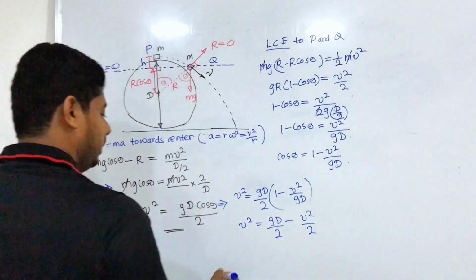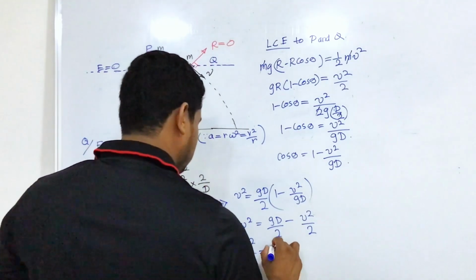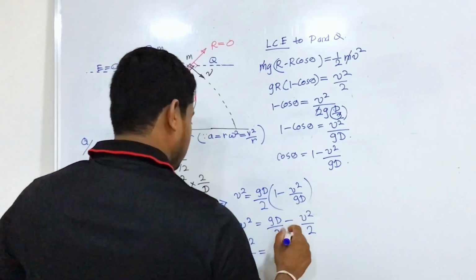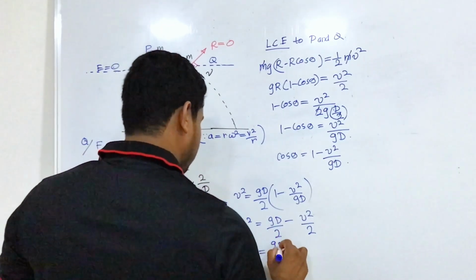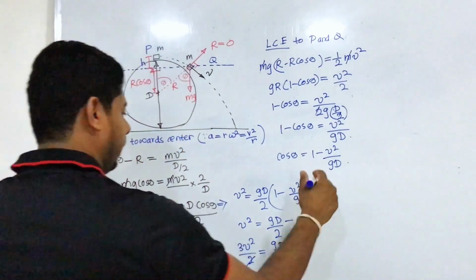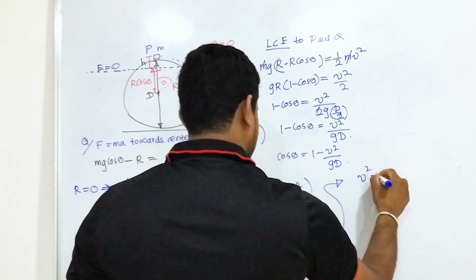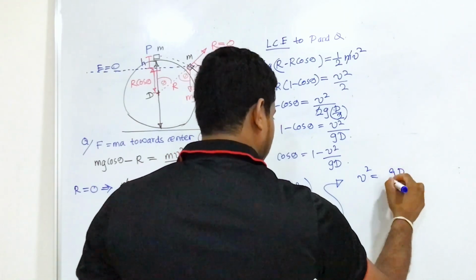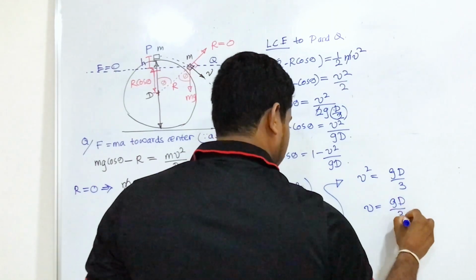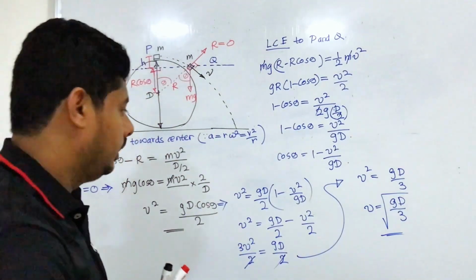When you take this one to this side, it will become 3v squared over 2 is equal to gd over 2. Then this 2 cancels out. Then you can get, I will write it from here, that is v squared is equal to gd over 3. Now v will be the square root of gd over 3. So this is our final answer.